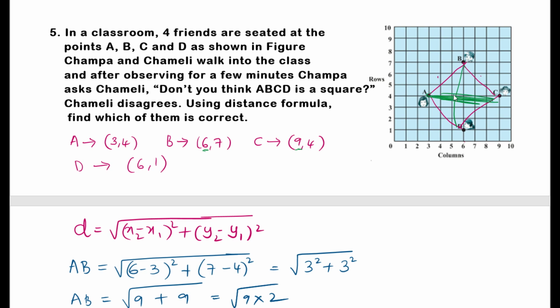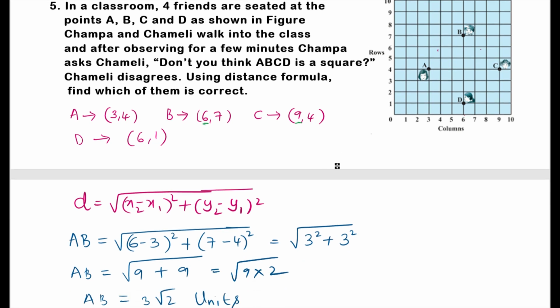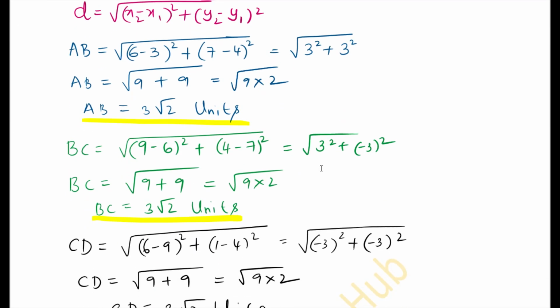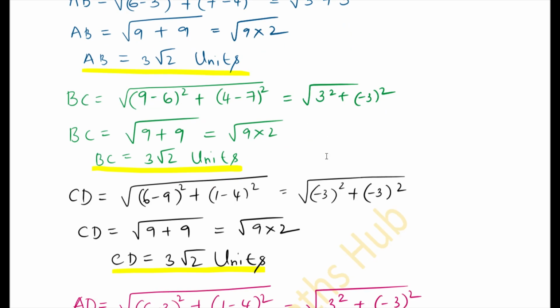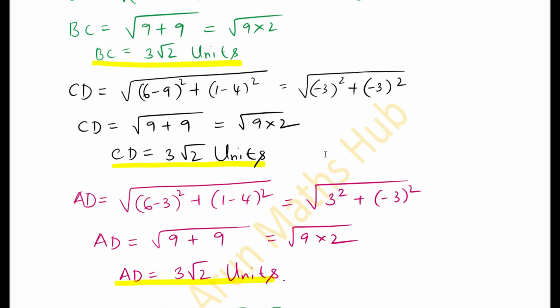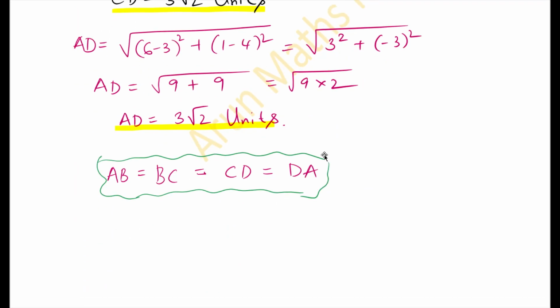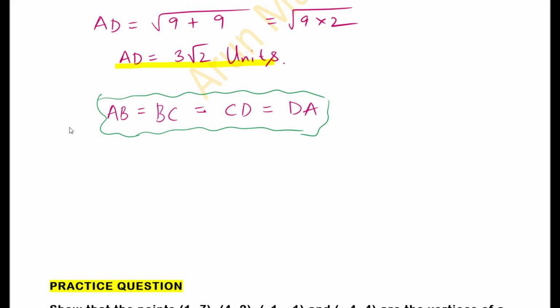Find out the diagonal AC, that is the distance between the point A and C, and BD. If we find out the diagonals AC and BD, we can make sure whether it is a rhombus or a square. If the diagonals are equal, it is a square. If the diagonals are not equal, then it is a rhombus. Now we'll find out the diagonal AC.